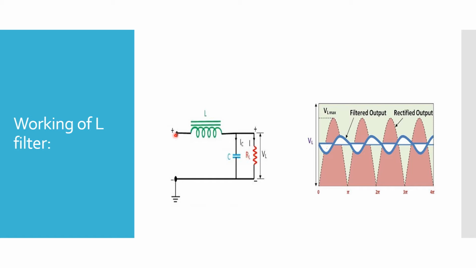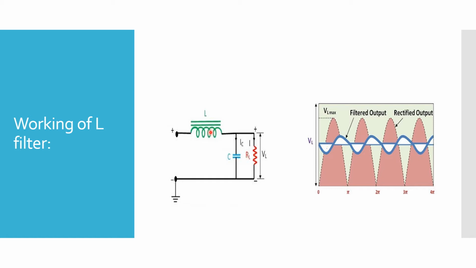The AC ripples present in the output DC voltage get filtered by this choke coil present here. The inductor has the property to block AC and pass DC. The DC resistance of an inductor is low and the AC impedance of the inductor coil is high. Thus, the AC ripples get blocked by this inductor coil.